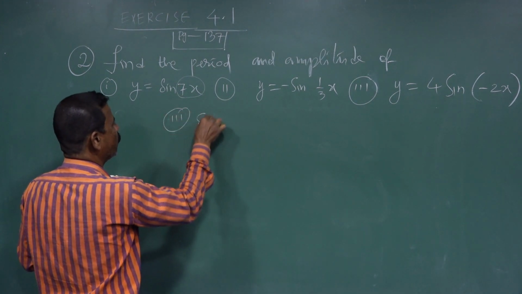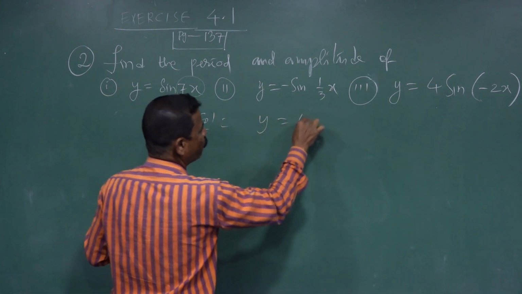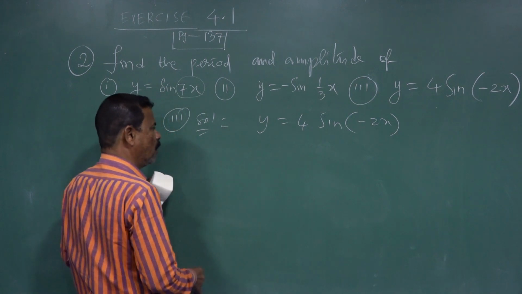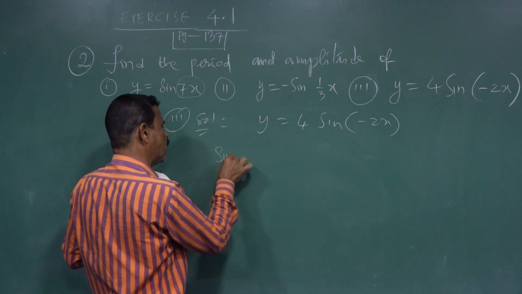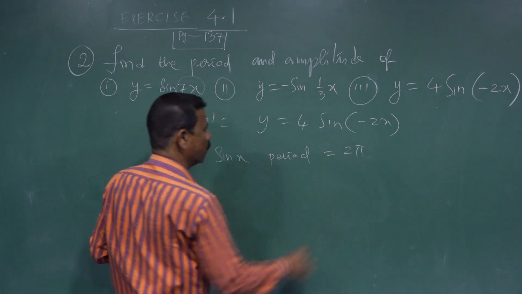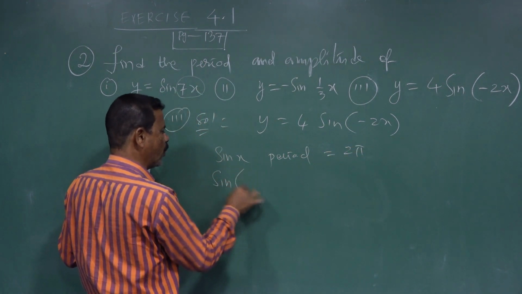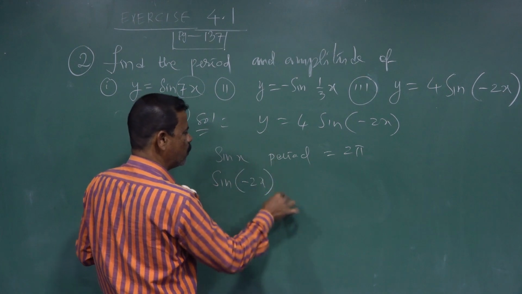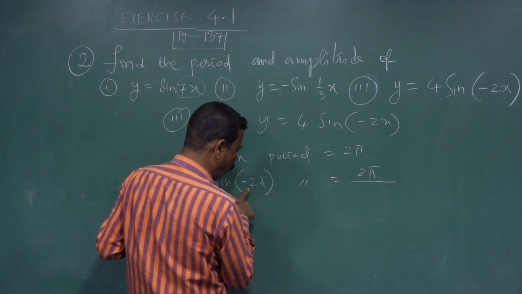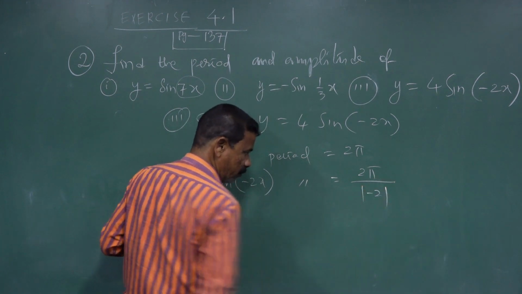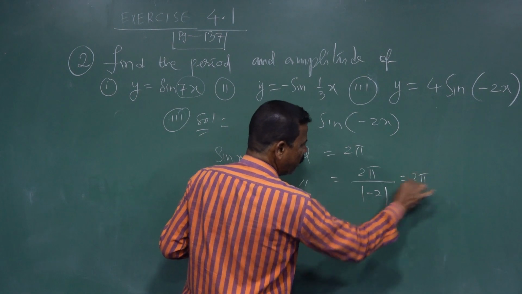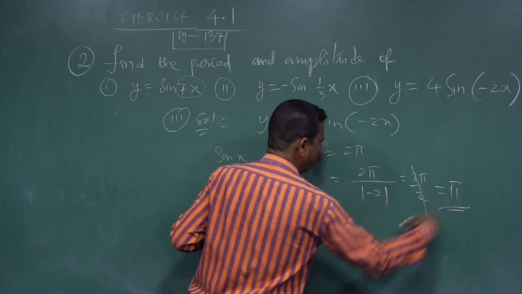Third solution: y is equal to 4 sin of minus 2x. We know sin x has period 2π, but here sin of minus 2x. This period is equal to 2π by minus 2. Here modulus is needed, so this is 2π by 2. The 2 cancels, so the period is π.